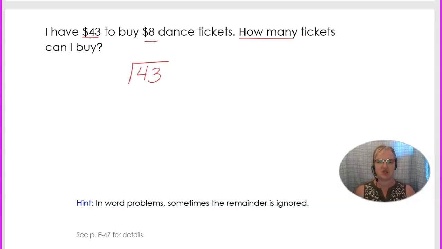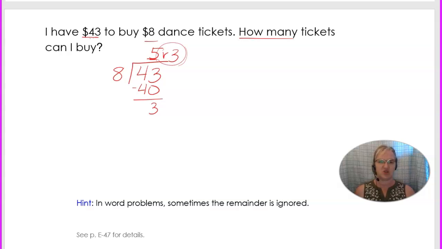$43. Each ticket costs $8. 8 times what will be almost 43? Well, we know 5 times 8 is 40, so that's pretty close. Write it down there, subtract it, and we end up with a remainder of 3. So our quotient is 5, remainder is 3. So let's look back at our question. How many tickets can I buy? I can buy 5 tickets, but what does this remainder 3 mean?